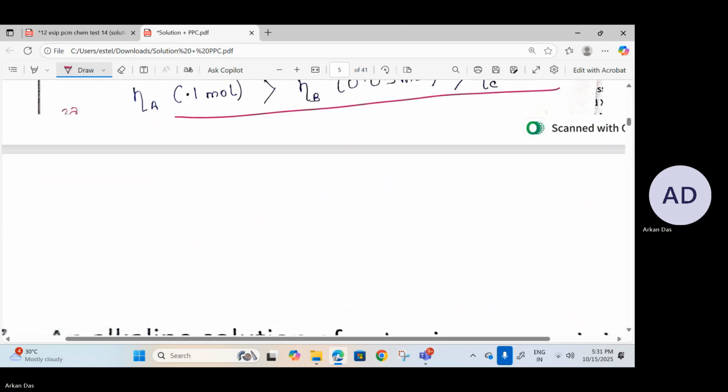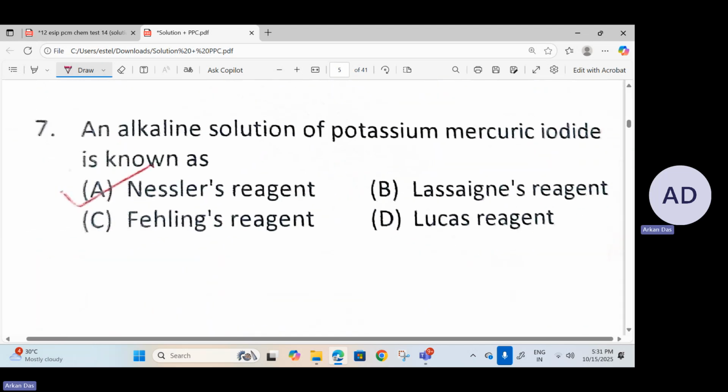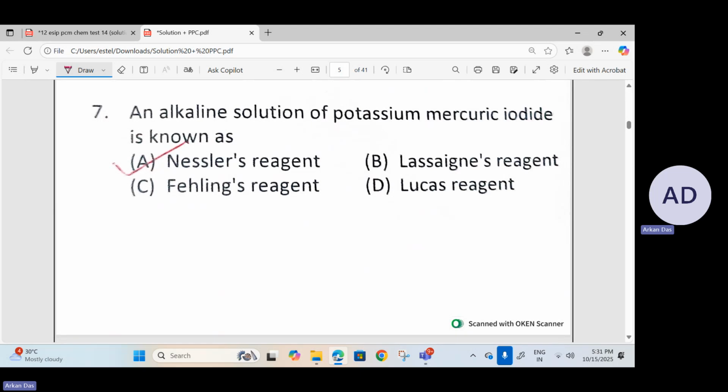Very easy. An alkali solution of potassium mercuric iodide is known as, of course, Nessler's reagent. I think we have studied about Nessler's reagent in our principles of practical chemistry. There we have observed that whenever it is potassium iodide basic solution, it is being named as Nessler's reagent. Now, here comes the question. In case of Nessler's reagent, there is an equation also. There is a formula, or you can say basically a reaction also given in our practical book. What is that equation?